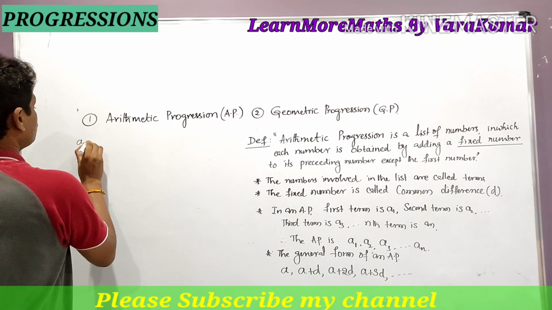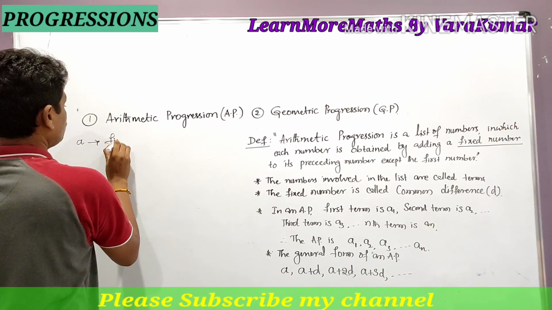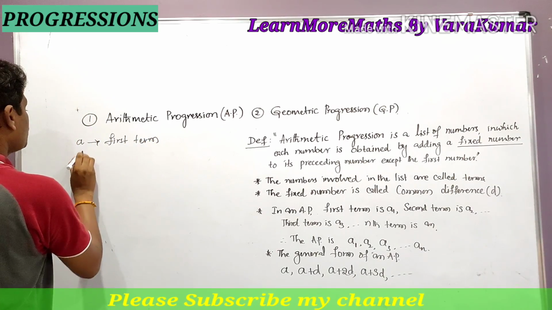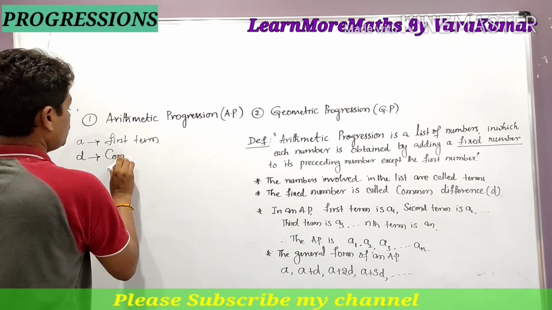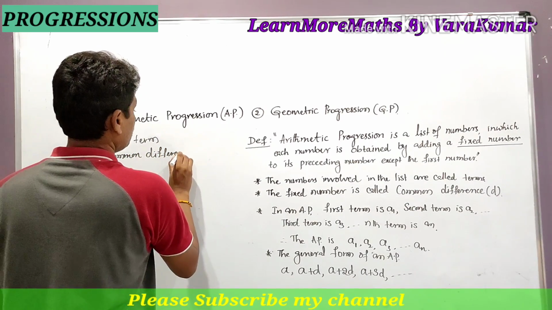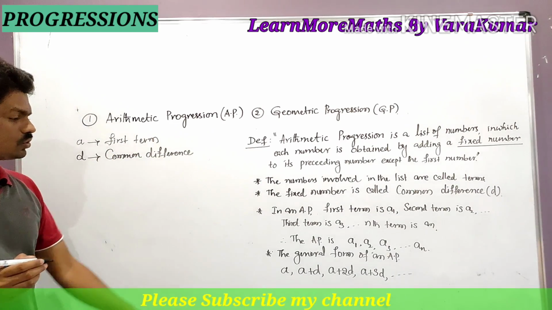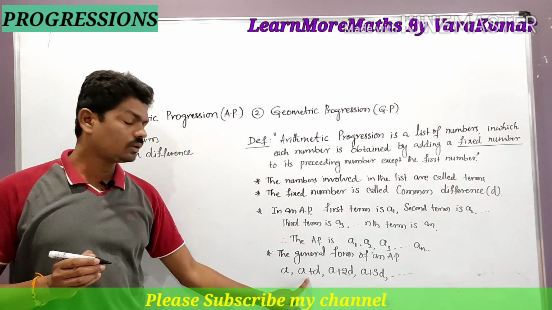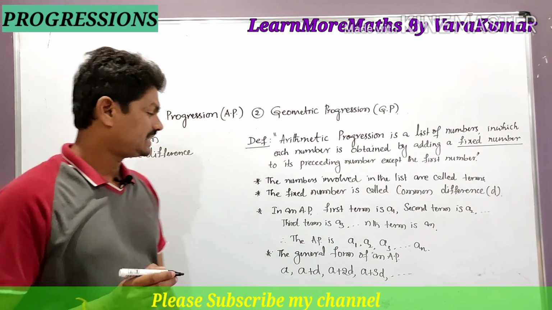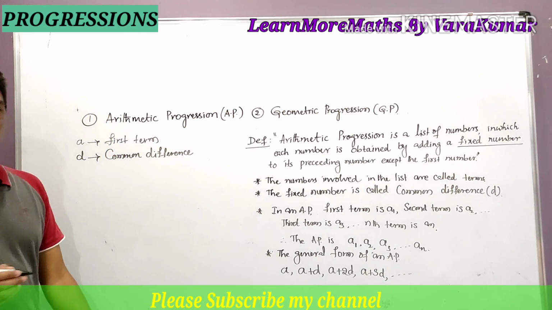So a is the first term, student. And d is what, student? d is the common difference of the AP. So here first term a, second term a plus d, third term a plus 2d, fourth term a plus 3d. So first term a is known as the first term and d is known as the common difference.